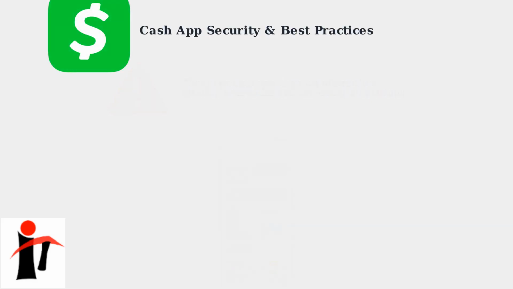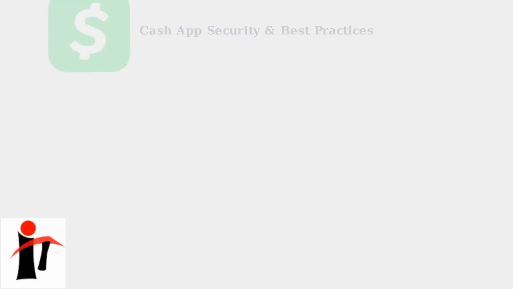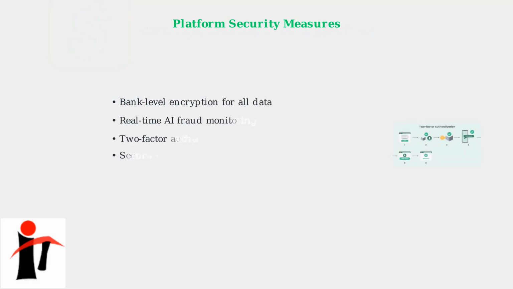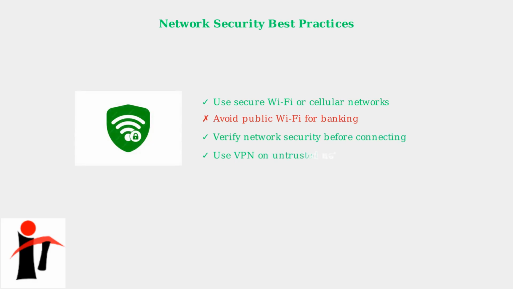Cash App employs multiple layers of security to protect your financial information, but your vigilance as a user is equally important for maintaining account safety. Cash App uses bank-level encryption to protect all your account information and employs real-time fraud monitoring systems powered by artificial intelligence. Always use secure networks when managing your bank account information.